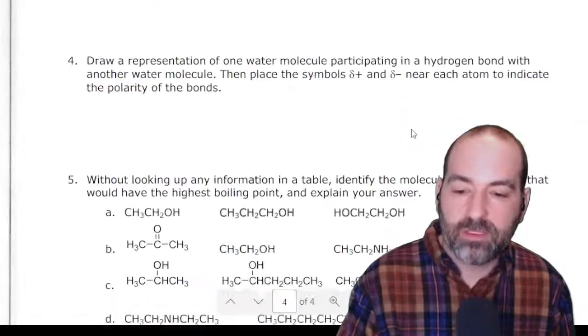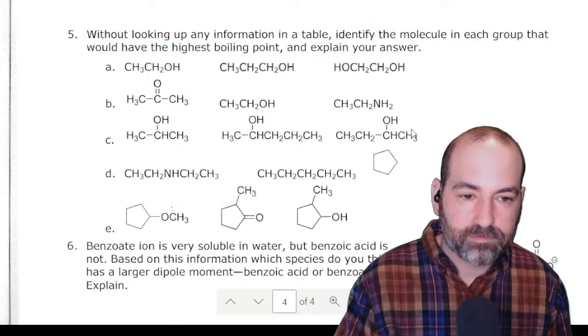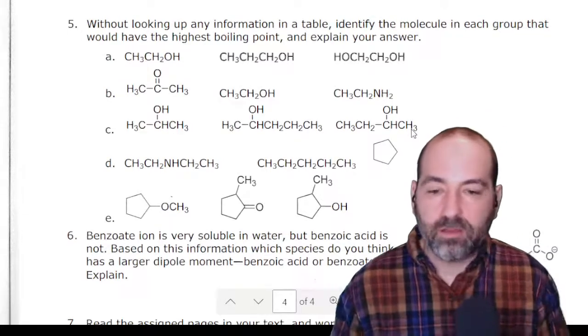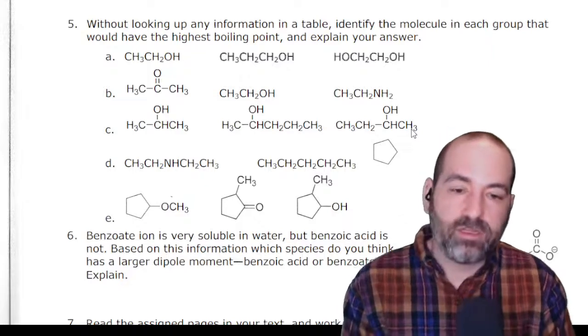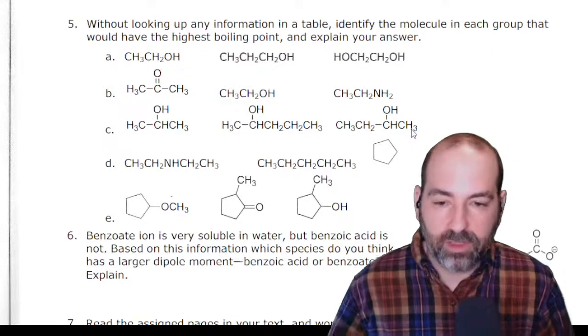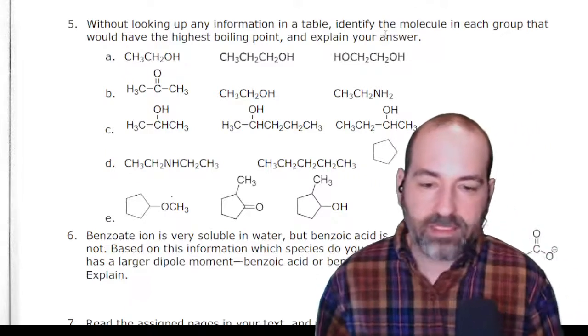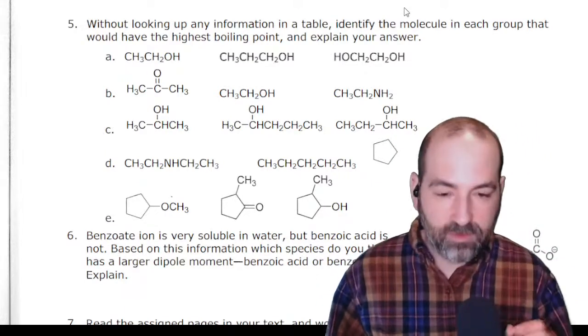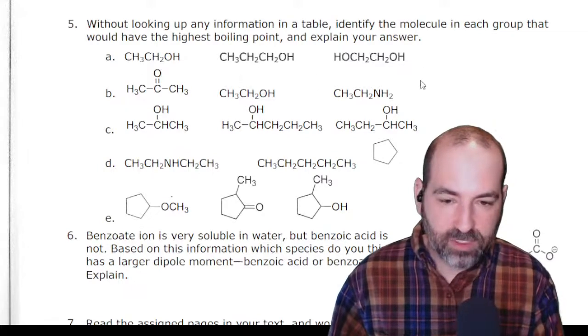And what you want to be able to do by the end is a problem like number 5 here, which says, without looking up any information in any tables, identify the molecule in each group that would have the highest boiling point and explain why. So without looking up any data or numbers, by the time you work through this activity, if you've understood it, you should be able to look at 3 structures of a molecule.